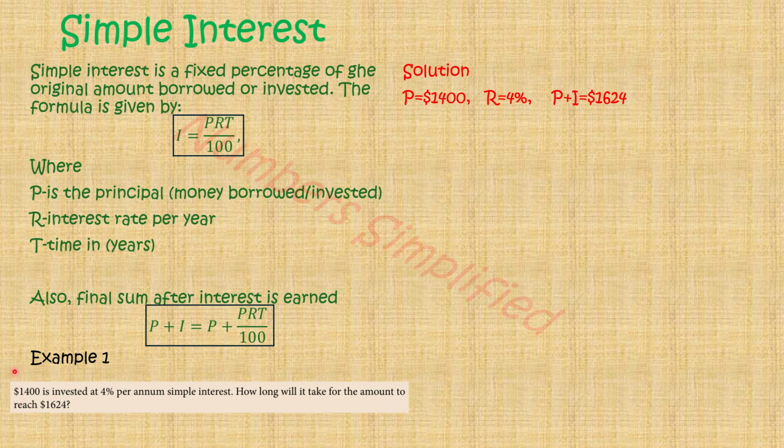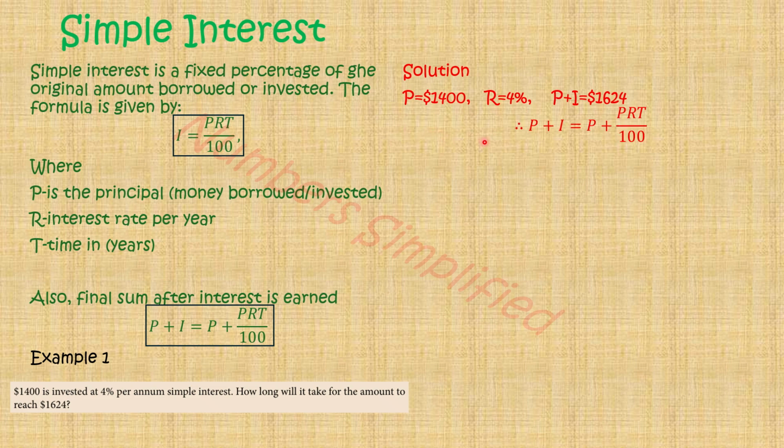It's important that we find the information that we're given, because to be able to use the formula, we need to identify everything given in the question. For instance, P, which is the principal, is 1,400, and R, which is the rate of interest, is 4% per annum, that's a year. And of course, we are given the final sum amount, the principal plus the interest, which would be $1,624. Great then, so we have this information.